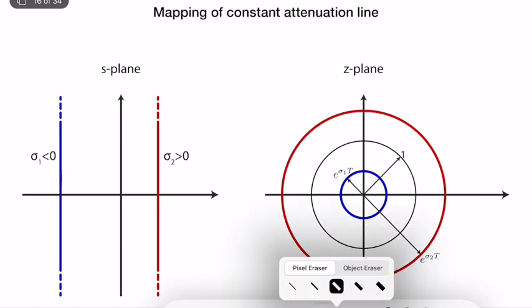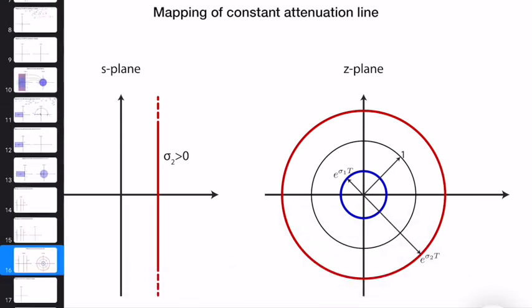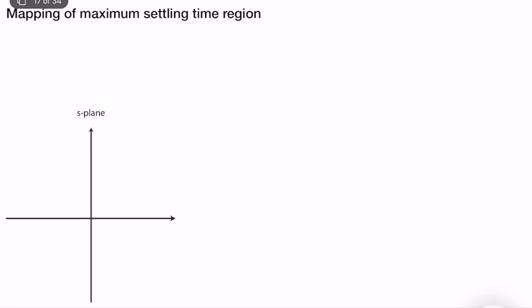Let's change to the object tracer. Good. So, the mapping of the maximum settling time region. If you remember the settling time, it can be like 4 seconds or 2 seconds, and it is equal to 4 divided by sigma, where sigma is the real part of s. This was the idea.